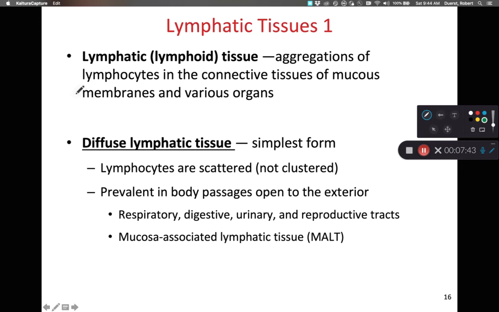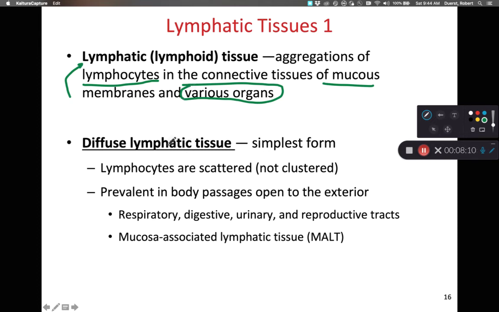We also have lymphoid tissues or lymphatic tissues in our bodies. These lymphatic tissues are going to have high concentrations of lymphocytes. So if there's lots of lymphocytes, it's a lymphatic tissue. We typically find these lymphocytes concentrated in mucous membranes of various organs and other miscellaneous organs as well, such as the spleen or the lymph nodes or the thymus.